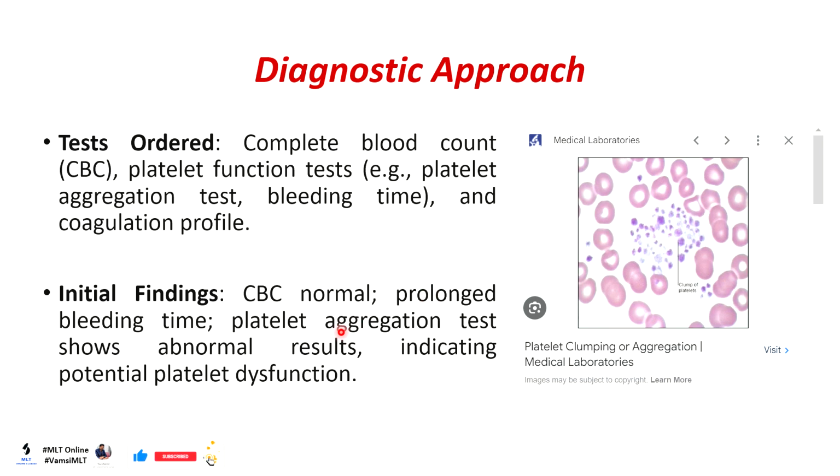Then when we performed the platelet aggregation test, it showed an abnormal result indicating potential platelet dysfunction. Even though her platelet count is normal, there is an increased bleeding time along with the abnormal platelet aggregation test. That means her platelets are not aggregating, her platelets are not clumping properly. This indicates some problem with platelet dysfunction.